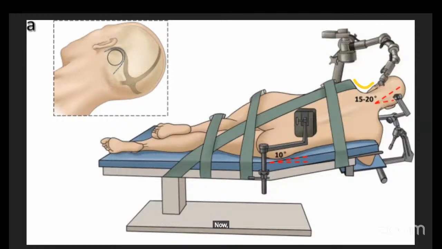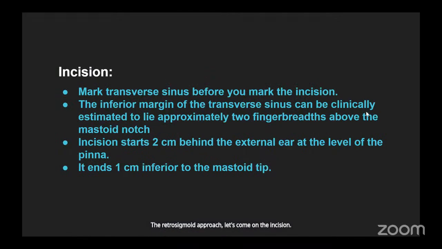Now, if you look at this insert image, you can see a small craniotomy and a variation of incision. There are multiple variations of the incisions for the retrosigmoid approach. Let's come to the incision. Before you mark the incision, what are we going to do? We are going to mark the transverse sinus.